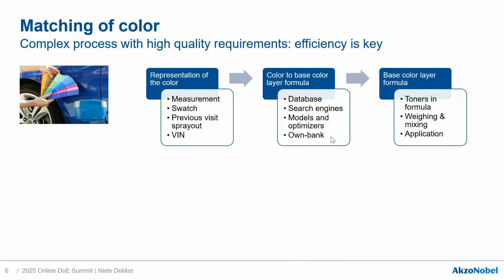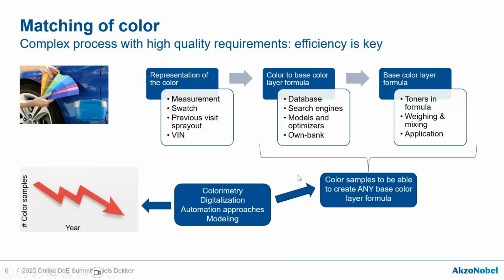And of course, then the next step is to actually make the paint. So you have toners in the formula. So you have a blue toner and a red toner and a white toner and a black toner, etc. And they are mixed together in the right amounts to create the formula. So that's weighing and mixing, of course. And then that car color needs to be applied on the repair part, actually.